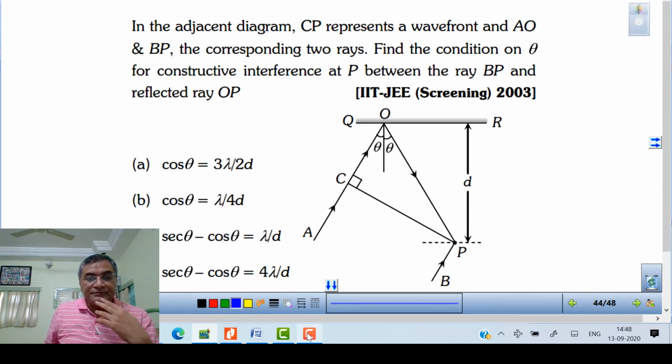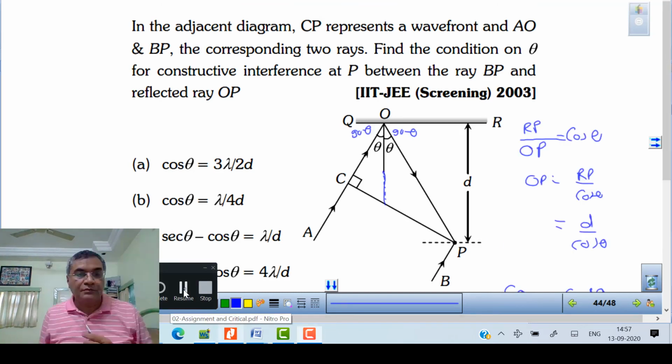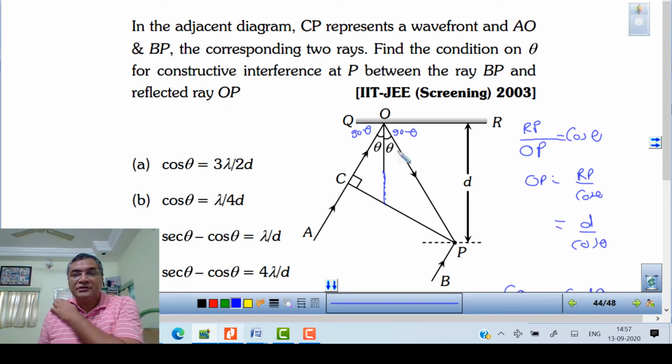In the adjacent figure, I have already calculated, to save time. So this is theta, so 90 minus theta. The question is that at this point we want constructive interference. One ray is coming directly and the second ray is coming after reflection, and both are meeting. So how much more distance does this ray have to travel? C to O or to P.